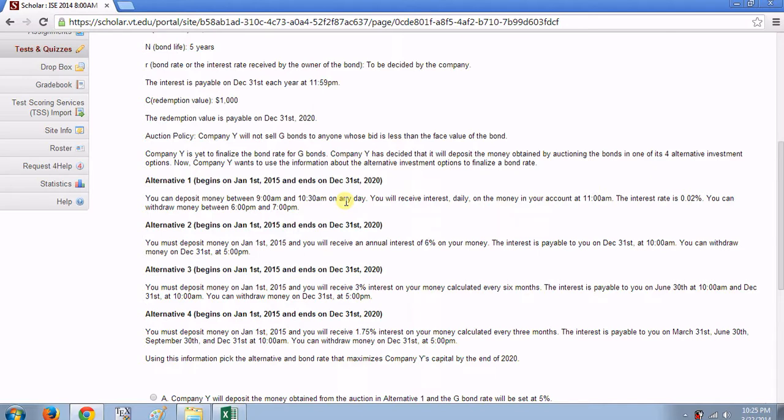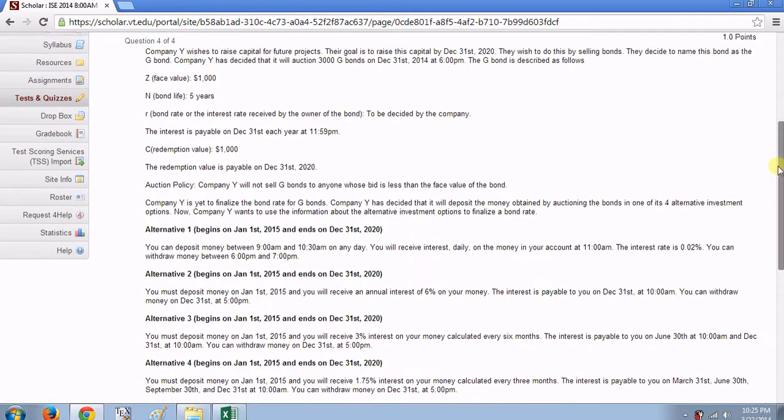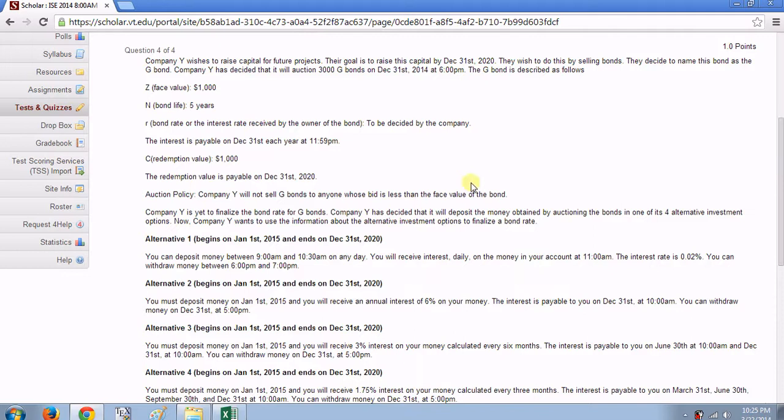Okay, so what is alternative 1? You can deposit money between 9 a.m. and 10:30 a.m. on any day. You will receive interest daily on your account, and so on and so forth. The interest rate is 0.02%. Now, I'm lazy. I'm not going to sit down and figure out the cash flow for this. And also, in this case, I don't want to because I don't know the interest rate. So I don't know what interest the company is going to pay to the bond owners. But this is what I do know.